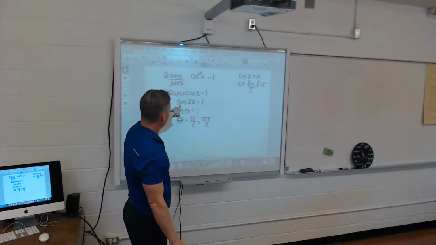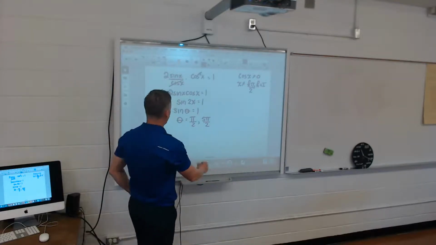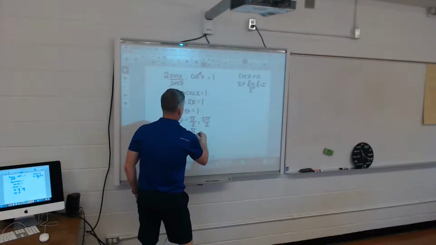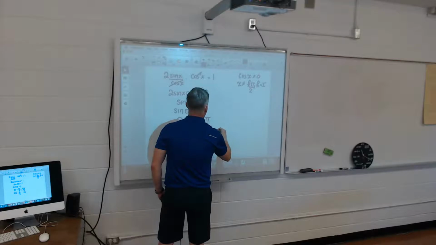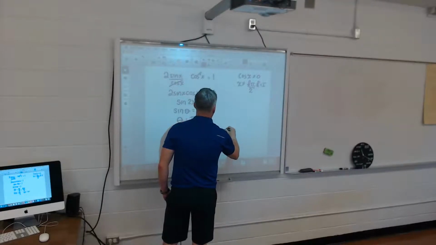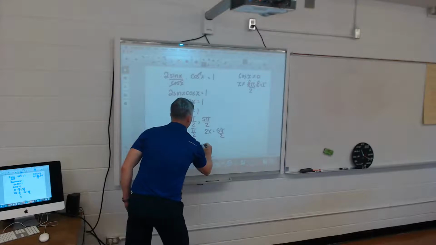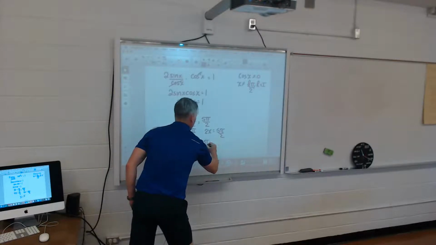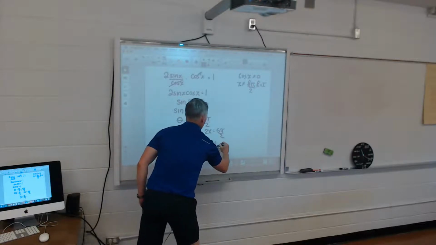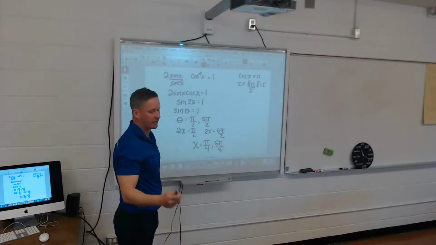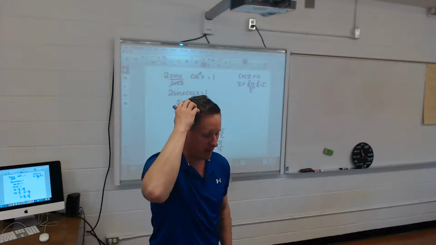But I'm not looking for theta, I'm looking for 2x. So 2x equals pi over 2, 2x equals 5 pi over 2. Therefore, x is equal to pi over 4 and 5 pi over 4. Those are your 2 solutions for that question.